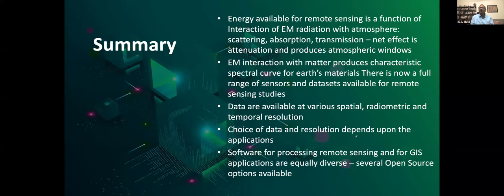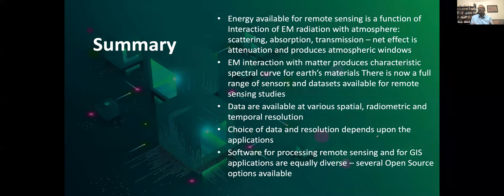To summarize, we have learned that the energy which is available for remote sensing is a function of the interaction of the electromagnetic radiation with the atmosphere. There are various phenomena happening: scattering, absorption, and transmission. And the net signal is basically what is picked up by the remote sensing sensors. We have also learned that different objects on the Earth have different spectral curves, and that allows us to distinguish their presence, their dynamics, and their characteristics.